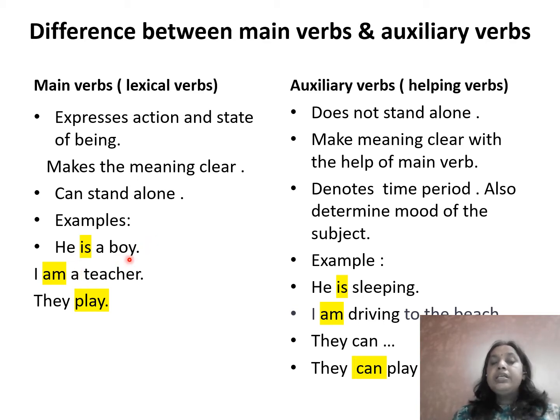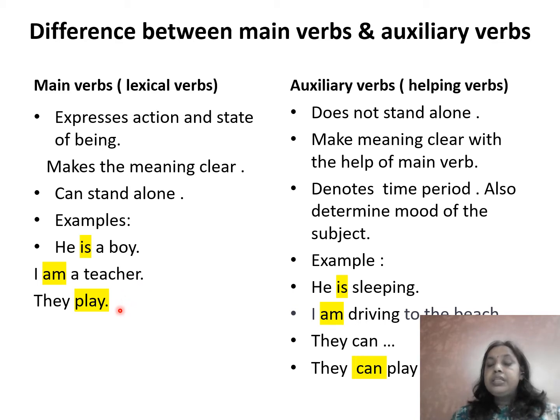Suppose, he is a boy. In this sentence, is is a being verb. Is is showing the existence of the boy. Okay. There is no action, only showing the state of being. In another sentence, I am a teacher. Here, am is also showing the existence of a teacher.